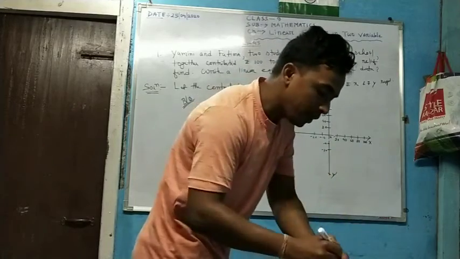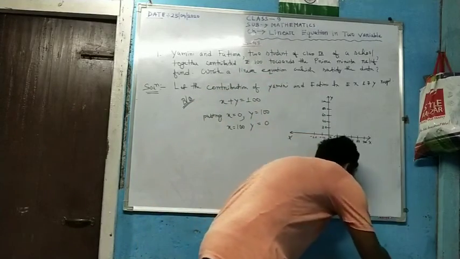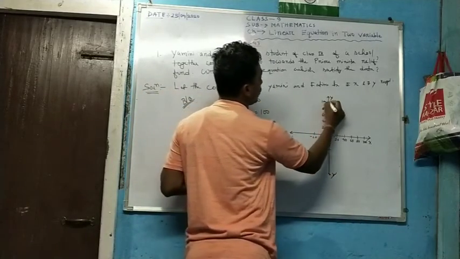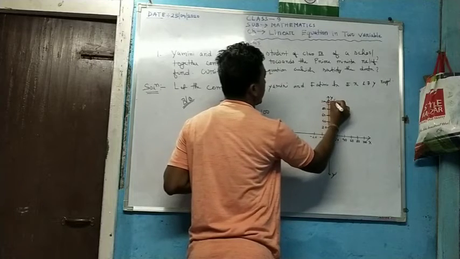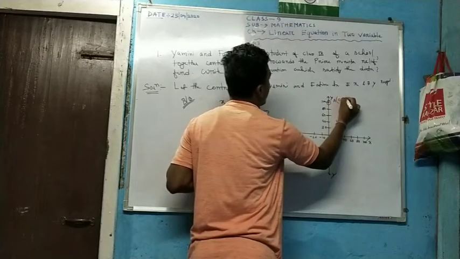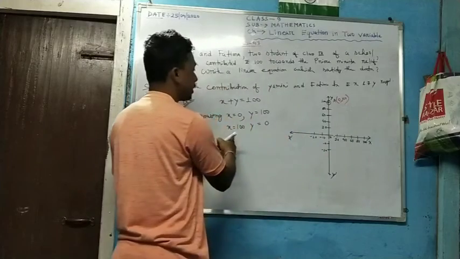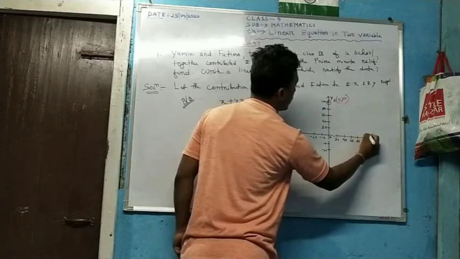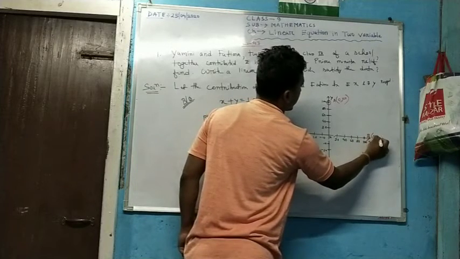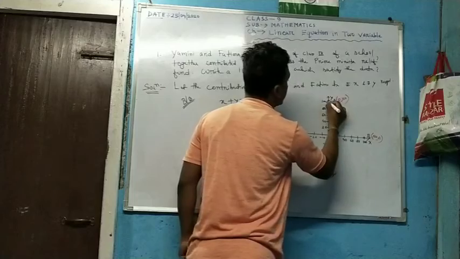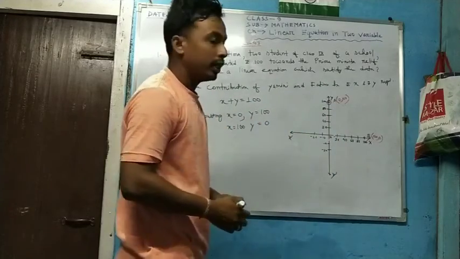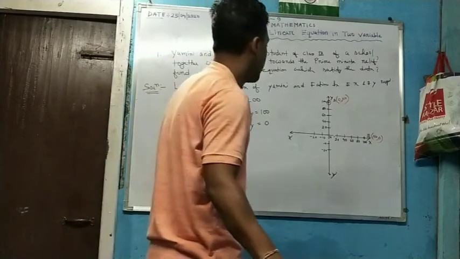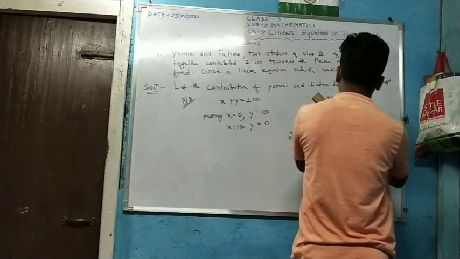Now plot the point. My first point is x equal to 0 and y equal to 100. So the point will be this, A equal to 0, 100. My next point is x equal to 100, and the corresponding value of y is 0. So the next point will be B, 100, 0. Now just join these 2 points. The line joining these 2 points will be the required line graph of the following linear equation.